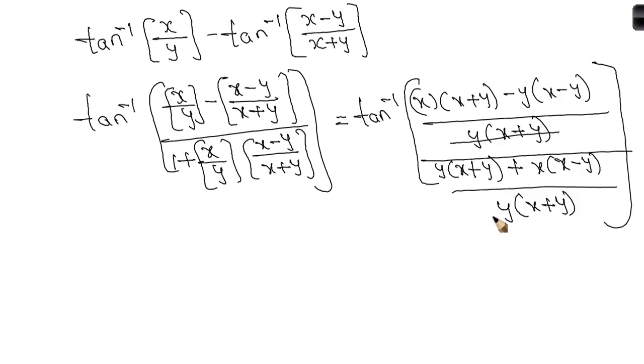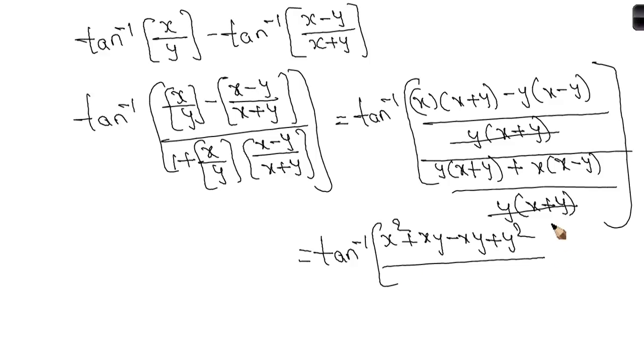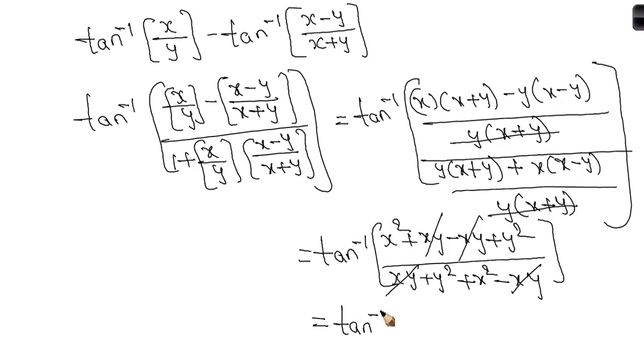So this denominator and this denominator get cancelled, so that is equal to tan inverse of x square plus xy minus xy plus y square upon xy plus y square plus x square minus xy. xy minus xy, xy minus xy get cancelled. So tan inverse of x square plus y square upon x square plus y square, which would be tan inverse of 1. Tan inverse of 1 is pi by 4. So answer should be pi by 4.